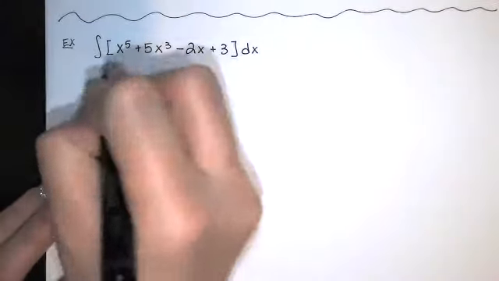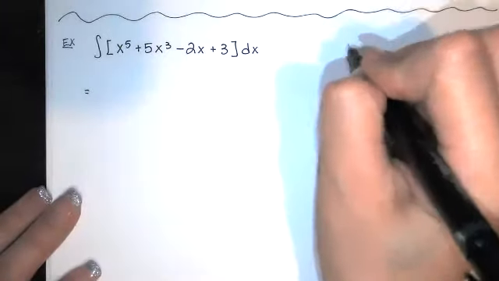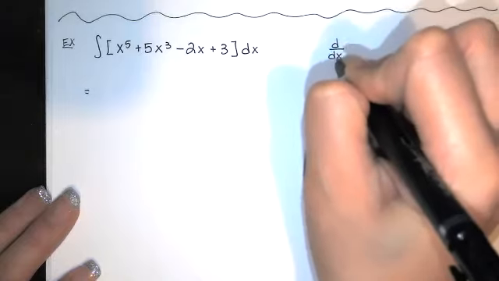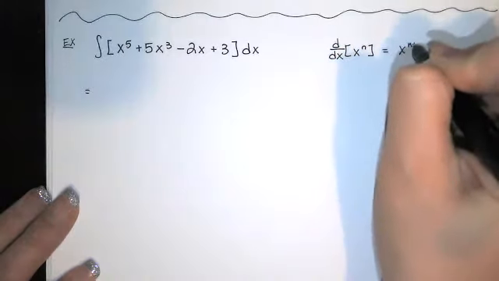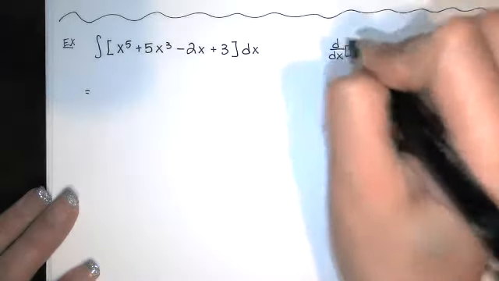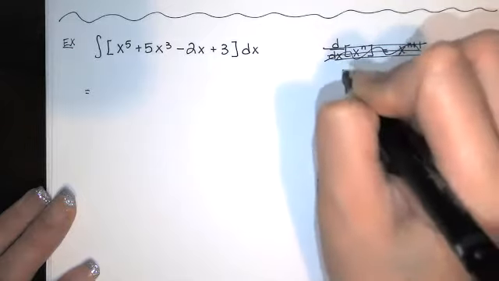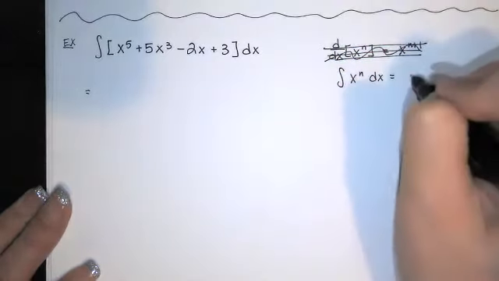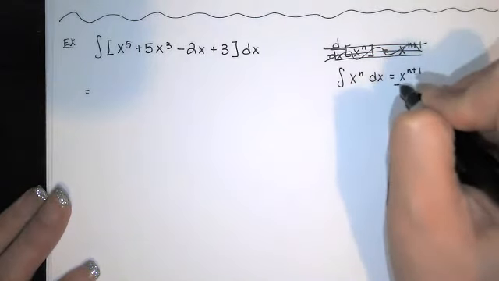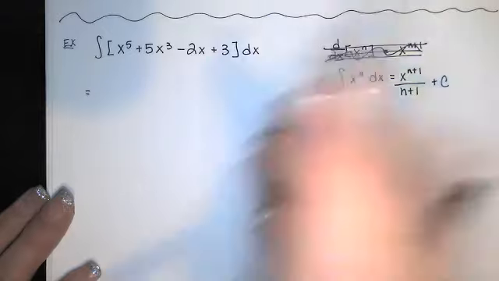Okay, so I'm taking the antiderivative of this function. How do I do it? Well, according to the power rule, I add 1 to the exponent. Oops, I wrote the derivative. That's not true. There we go. The antiderivative of x to the n: I add 1 to the exponent and divide by the new exponent. And don't forget to add that constant of integration.